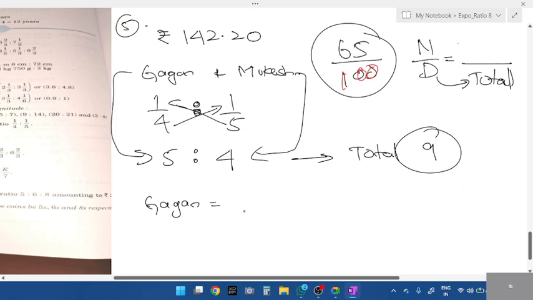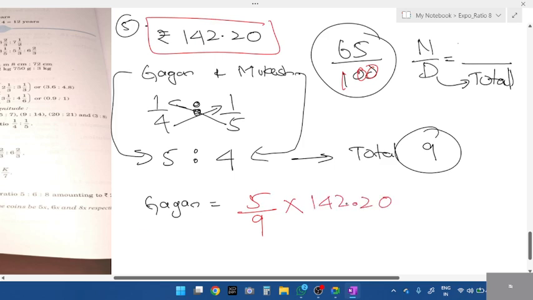What's the total value we have? 9. In that, how much should Gagan get? 5. Multiply this with the cost. 5 by 9 into 142.20. This is Gagan's value. Take Mukesh. Tell me the fraction for Mukesh. Very good. 4 by total value 9 into 142.20.